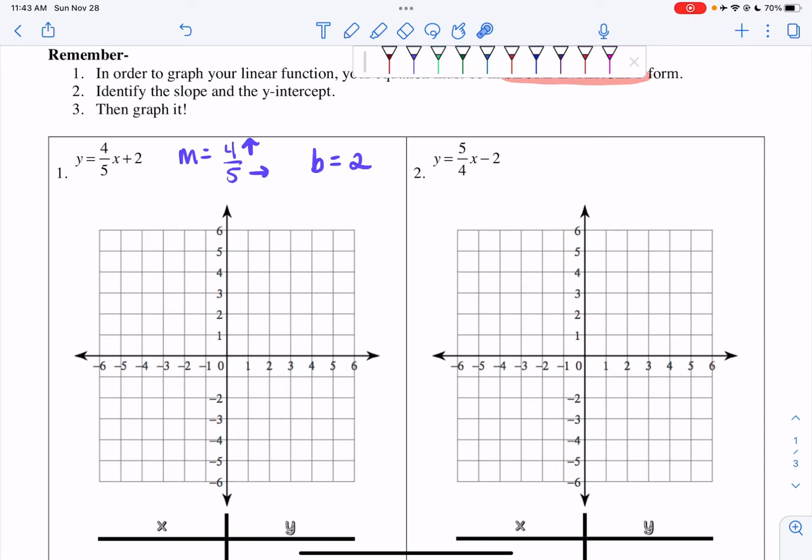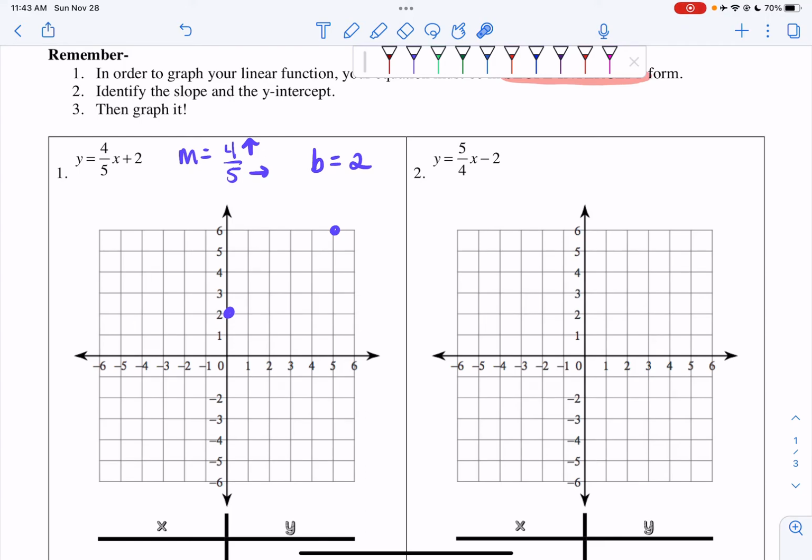So I go to my y-axis, and I'm going to plot a point at 2. I'm going to go up 4 and to the right 5. So 1, 2, 3, 4. 1, 2, 3, 4, 5. So I have 5, 6 that I'm going to plot. Now, I ran out of room already. You're going to run out of room pretty quick with these graphs.